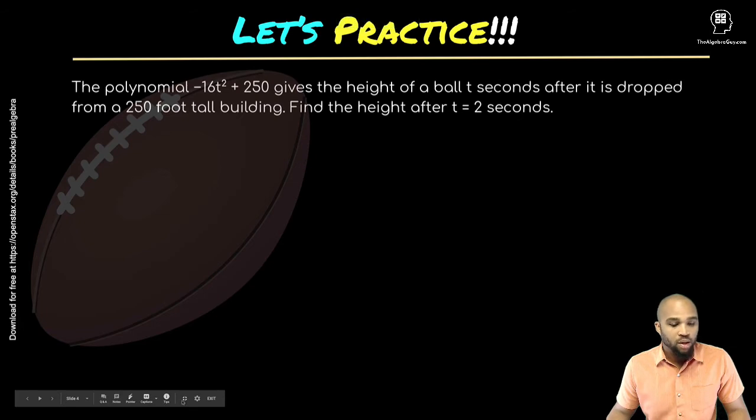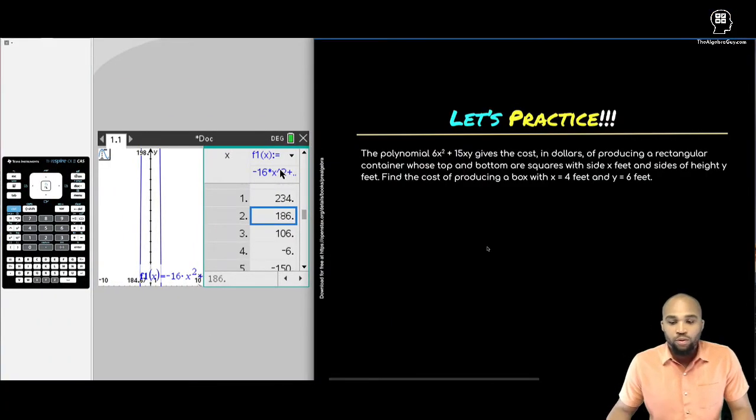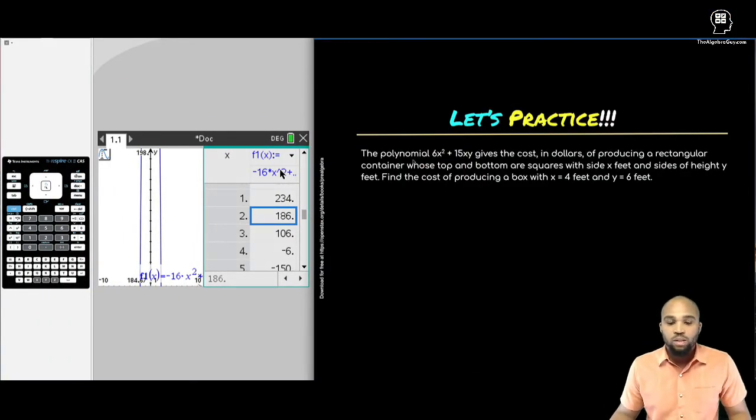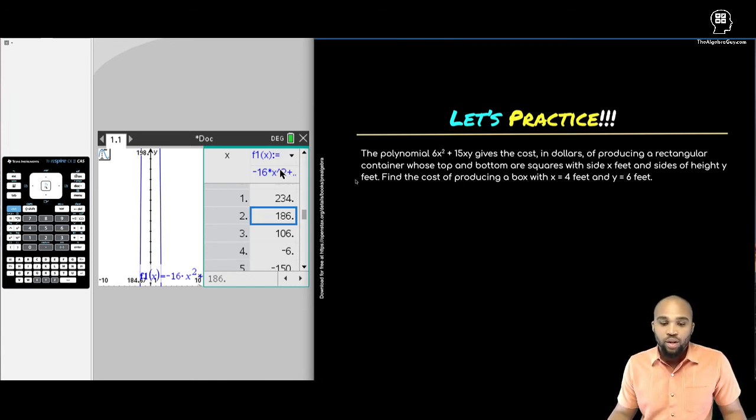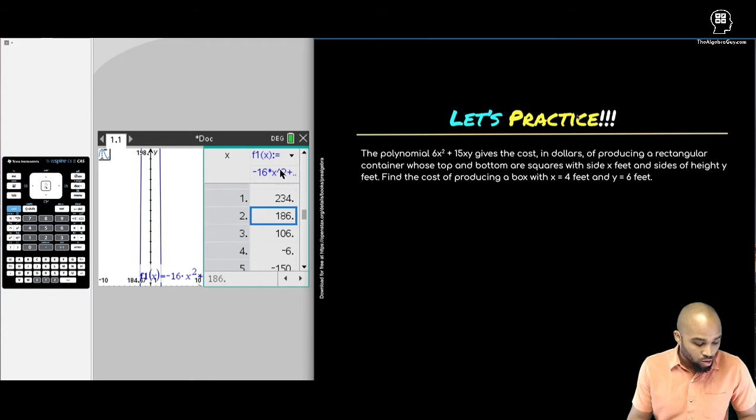I'm going to keep my calculator out and move through it this way. All right, so the polynomial 6x squared plus 15xy gives the cost in dollars of producing a rectangular container whose top and bottom are squares with side x feet and height y feet. Now, this talk of a rectangle makes me want to draw a rectangle, and I hope it does for you, because that's what's going to make this a lot easier.